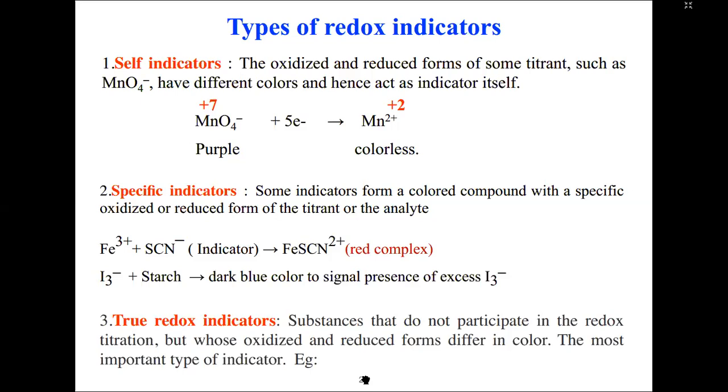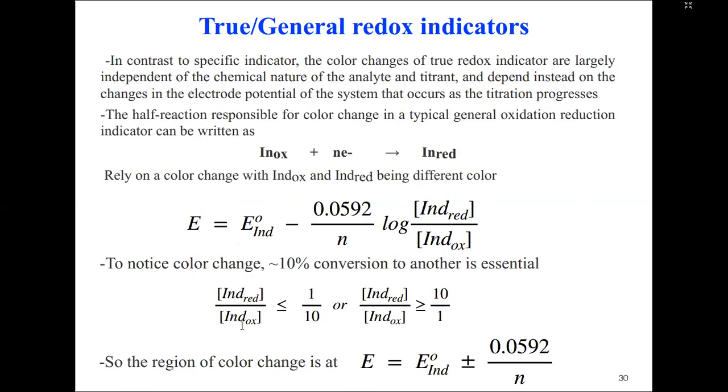Like always, the oxidized form will have one color, and the reduced form of the indicator will have another color. And this is the most important type of indicator. Now, in the following slides, whenever we say redox indicator, we mean true redox indicator. Our focus will be on the true redox indicator.